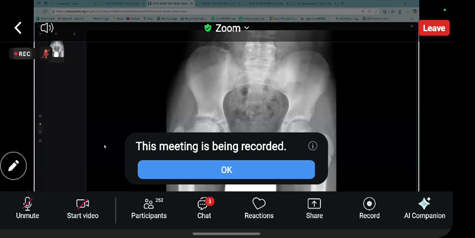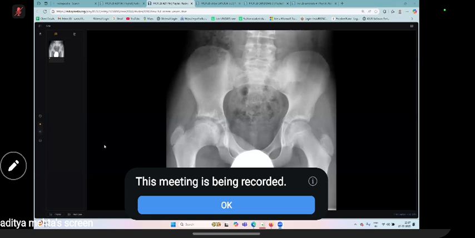For the first case, I would like to give you a bit of clinical detail. Every case will have clinical detail, and then we will move ahead. A child presents with a right-sided limp. Please go ahead, candidate 1.